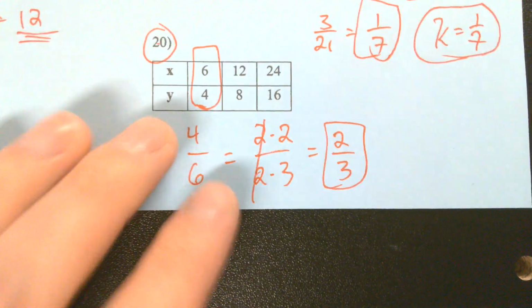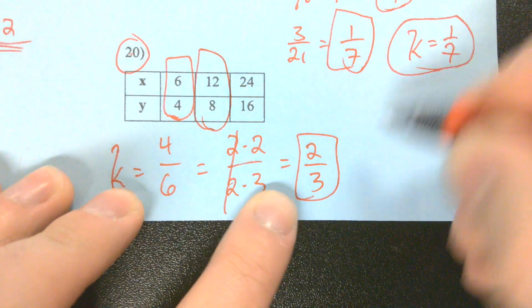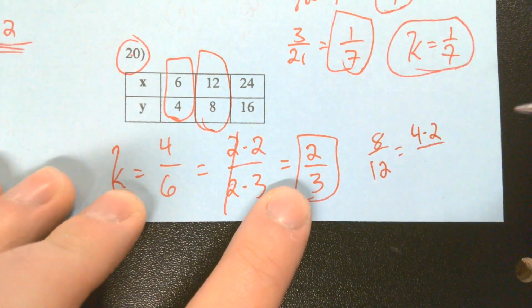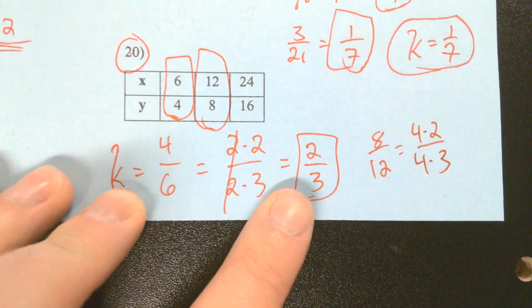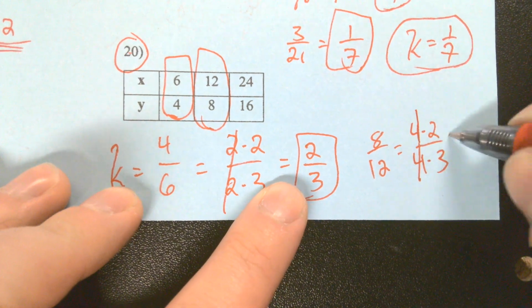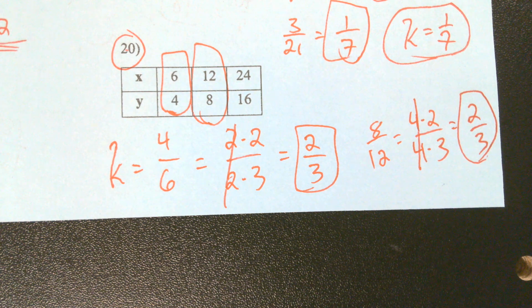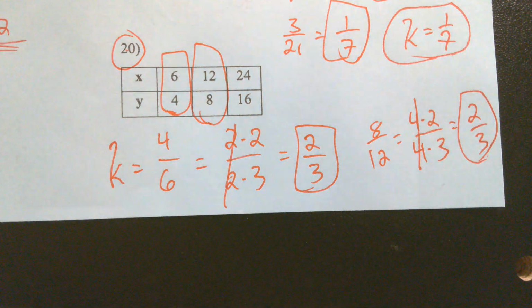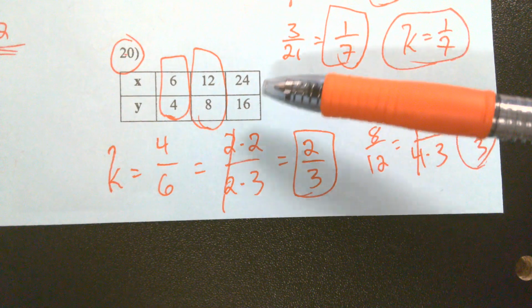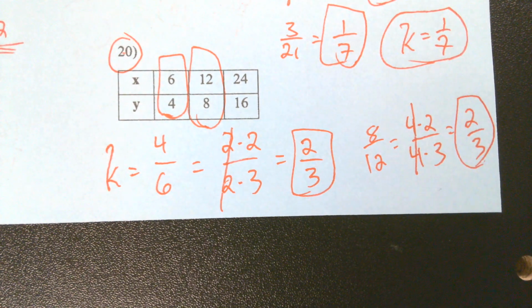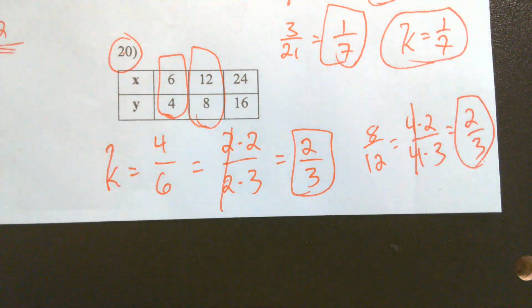2 over 3. If we do the same thing with the next point, 8 over 12. Well, 8 is 4 times 2, 12 is 4 times 3. We can cancel out the 4's, and we get 2 over 3. I ran out of space, but if you do the third point on here, 16 over 24, you get the same exact thing. 2 times 8 over 3 times 8, yep. We get 2 over 3 that way as well.